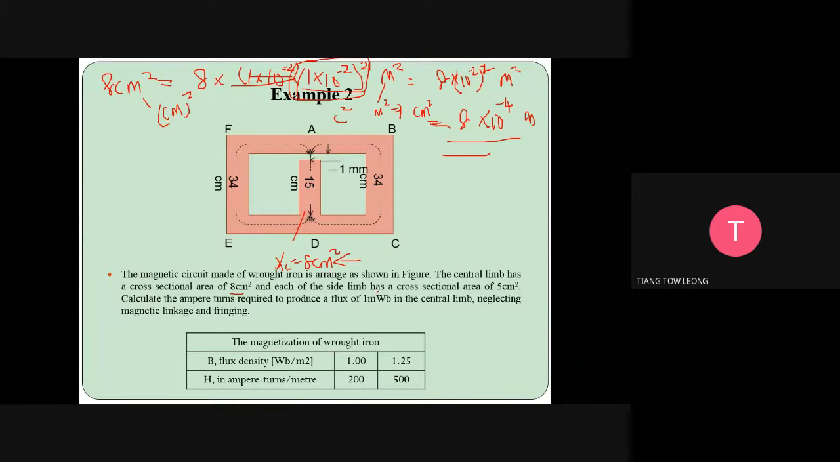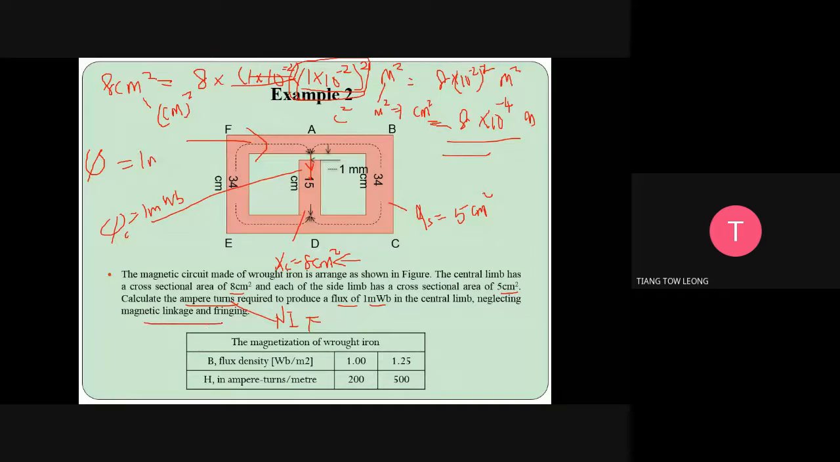Each of the side limbs has a cross-sectional area of 5 centimeter square. Calculate the ampere turns, Ni, or we call F, required to produce a flux of 1 milliweber. So given the flux is in the center limb, in the center limb we want to create 1 milliweber.